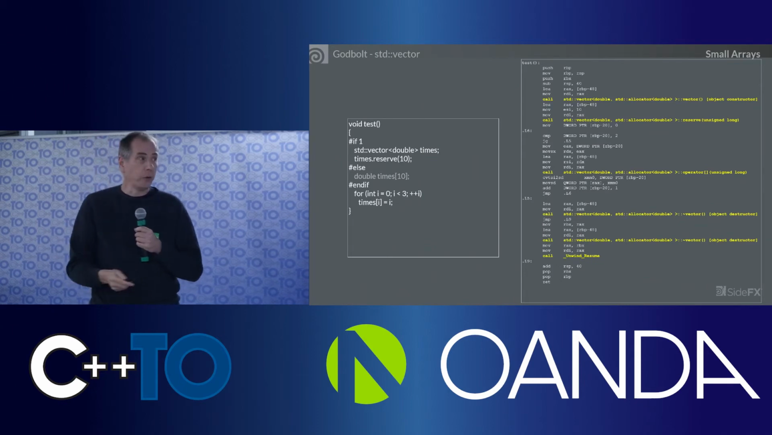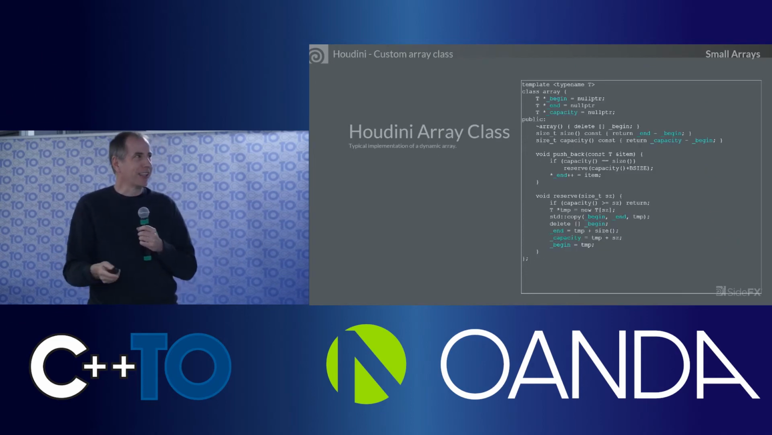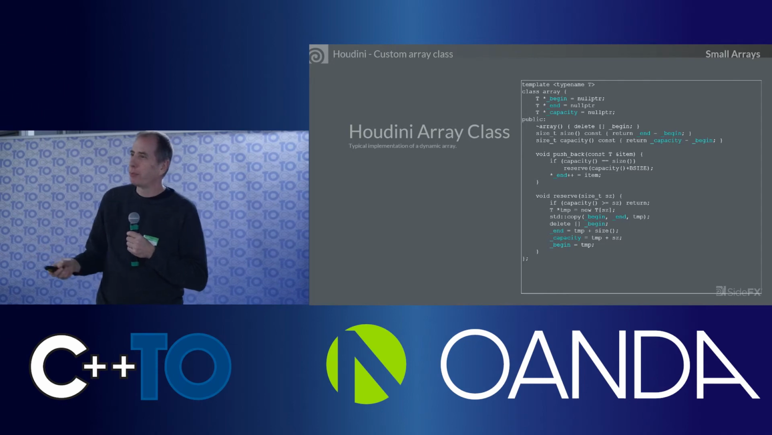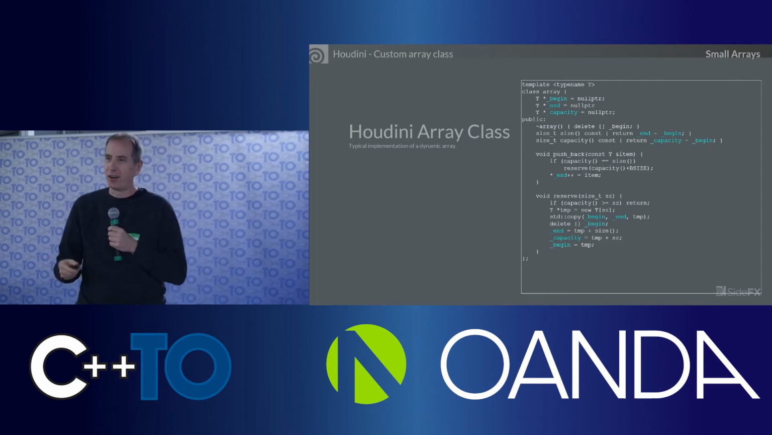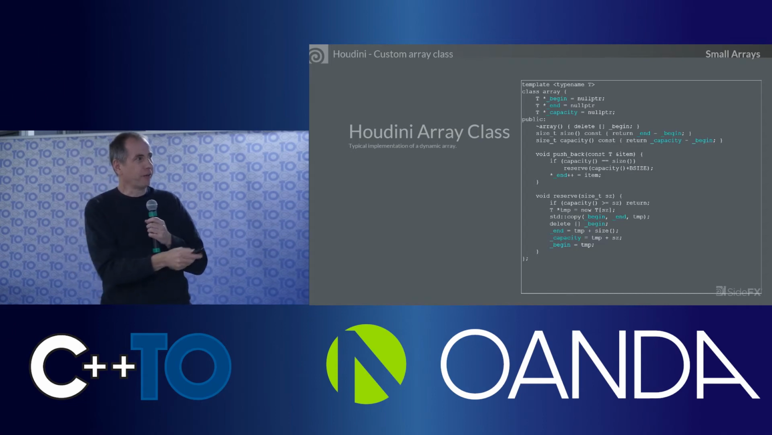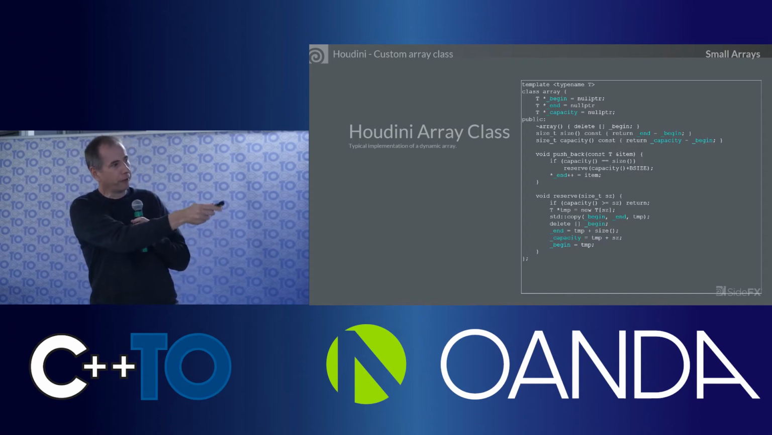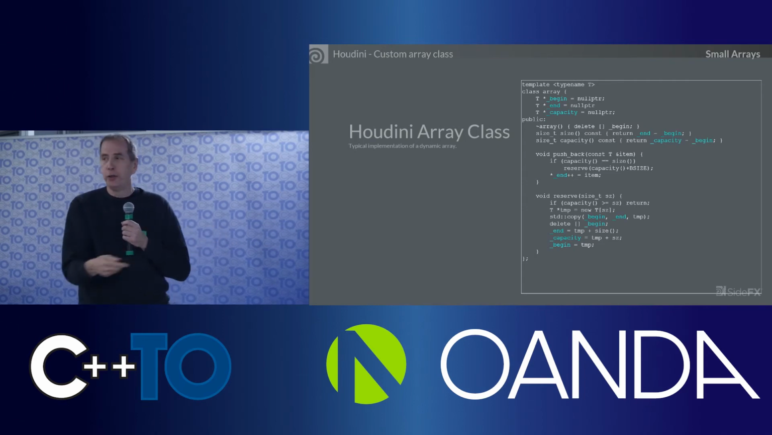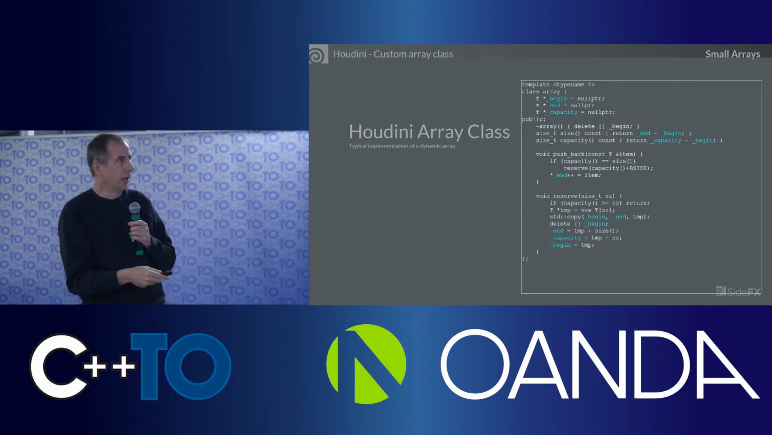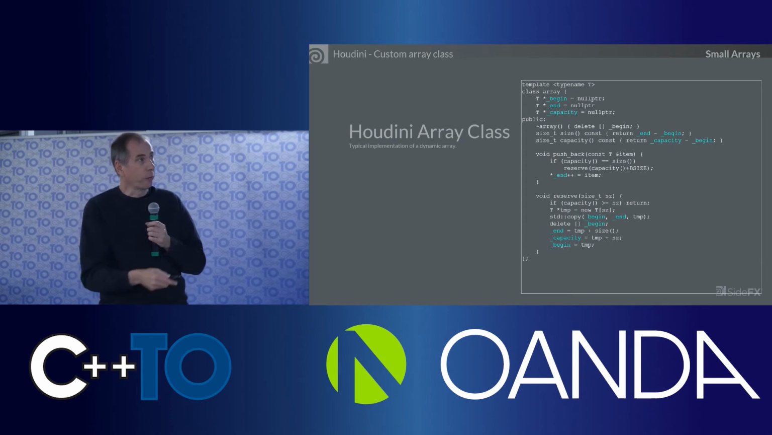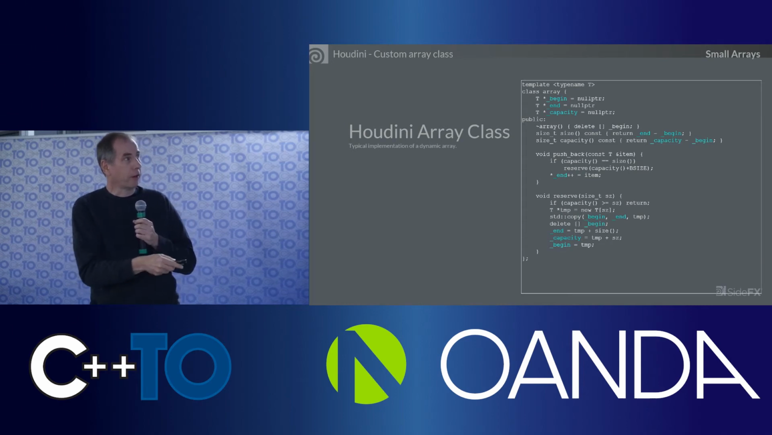So what we want to do is use something like, well, in Houdini, like in many large projects, we've written our own array class, our own vector class. This is the standard sort of vector class that you've got. You've got a pushback method, and you've got the reserve method. And the reserve method, if you look there, does a new and copies over the memory. So that's sort of what the array class does.